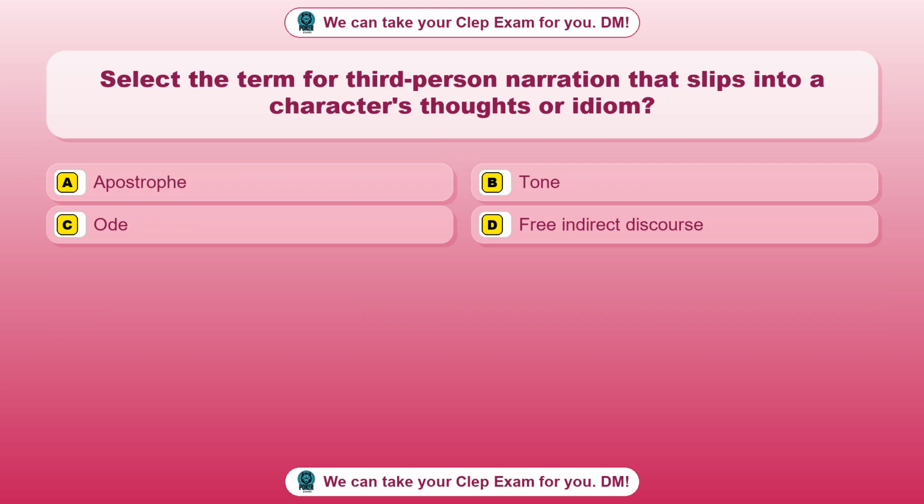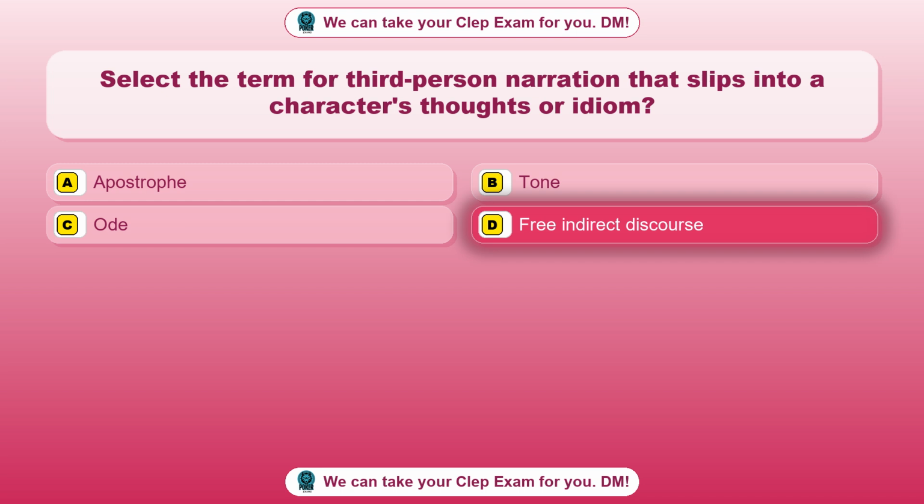Question 50. Select a term for third-person narration that slips into a character's thoughts or idiom. Option A, apostrophe. Option B, tone. Option C, ode. Option D, free indirect discourse. The correct answer is option D, free indirect discourse.